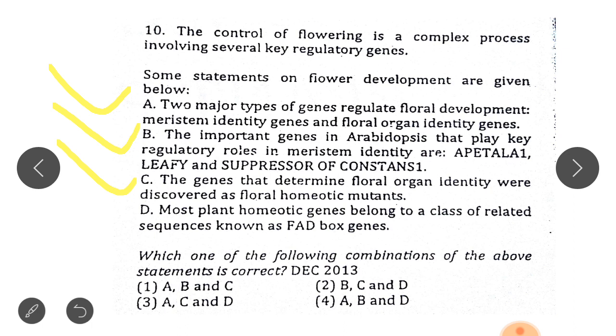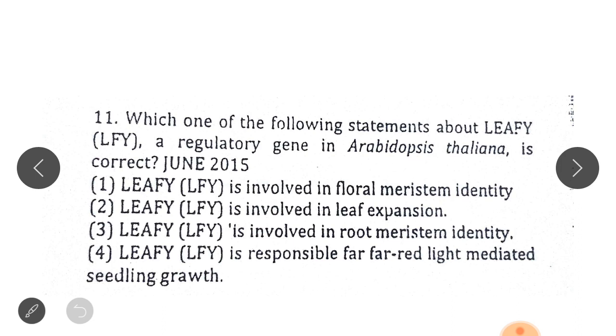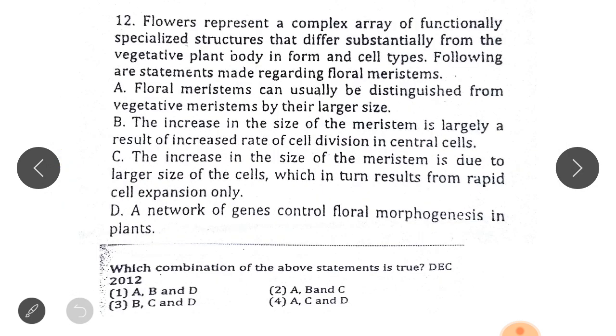Most plant homeotic genes belong to a class of related sequences known as the fad box. This is wrong because they are known from the MADS sequence, the MADS box, rather than the fad box. So ABC means option A is right. Which of the following statements about LEAFY, a regulatory gene in Arabidopsis thaliana, is correct? LEAFY is involved in the first class, meaning floral meristem identity. So A is absolutely right. A very easy question.